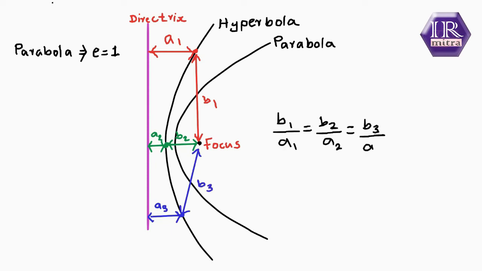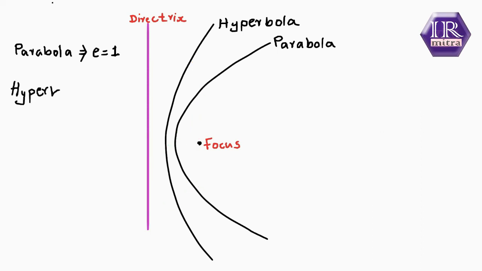If we find the value of the eccentricity, it is equal to b1 by a1, equal to b2 by a2, equal to b3 by a3, and that value is going to be greater than 1, and that figure is known as the hyperbola. So here we can write that for a hyperbola, the value of eccentricity is greater than 1.